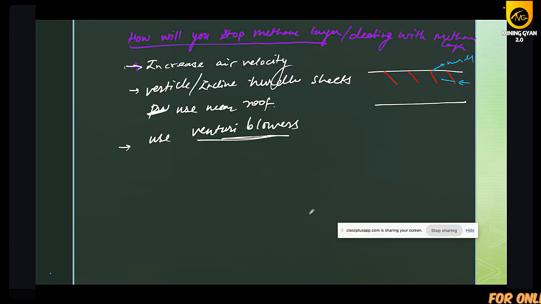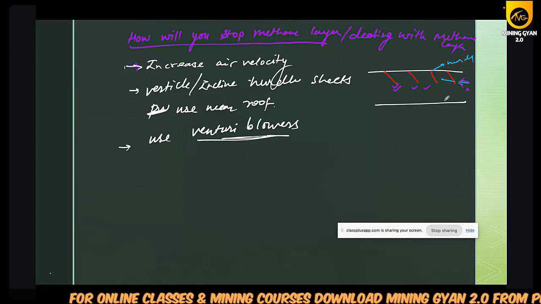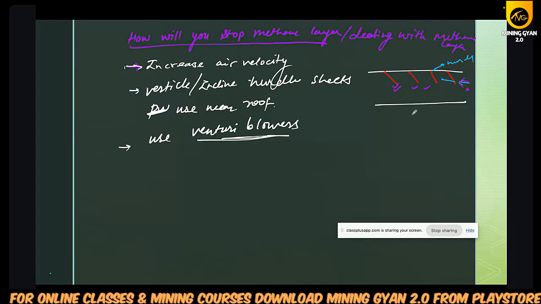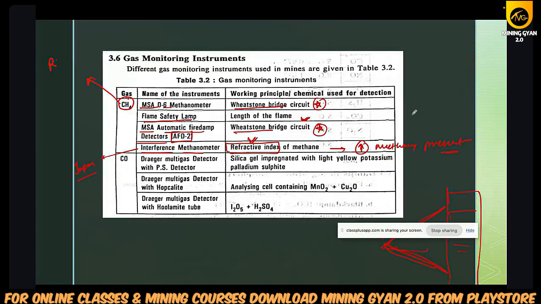How can you deal with the methane layer? Just increase your velocity of the air, or you can form inclined or vertical bars or sheets. So it will stop your methane layer near the roof. If you form the inclined or vertical hurdles, it will help us to deal with the methane layer. Or use a venturi blower, which is the pressurized airflow.